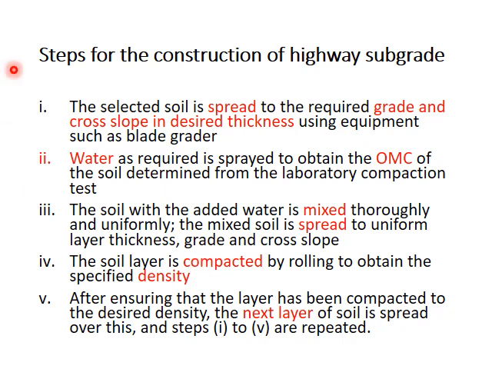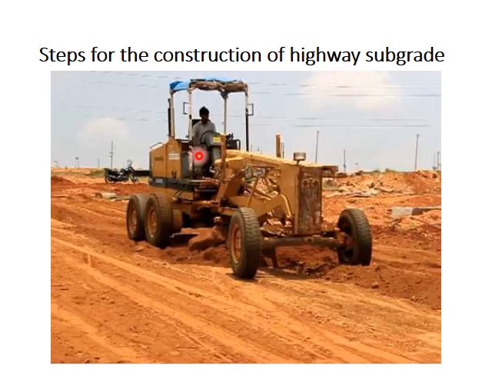In the pavement design, you have seen that for different layers of the flexible pavement, you find out the thickness. So that is the thickness of the subgrade which is mentioned here. In this image, you can see the construction of highway subgrade. You can see that the soil is spread and then water was sprayed and then again mixed, and again it is being spread or rolled using a grading equipment.